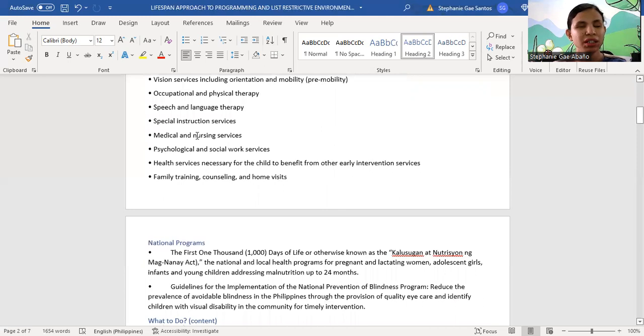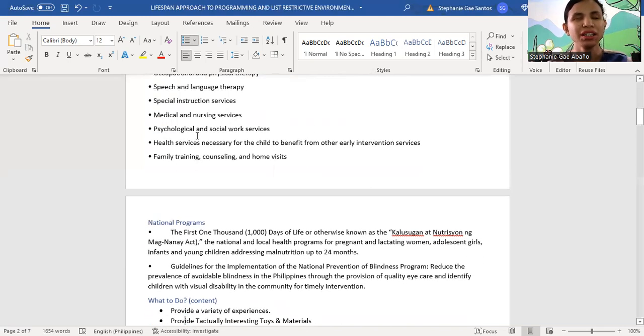We have now the guidelines for the implementation of the National Prevention of Blindness, addressing the prevalence of avoidable blindness in the Philippines through the provision of quality eye care and identifying children with visual impairment in the community for timely intervention. The Department of Health is sending different specialists to different LGUs to hold this medical mission, or what we so-called eye care mission.